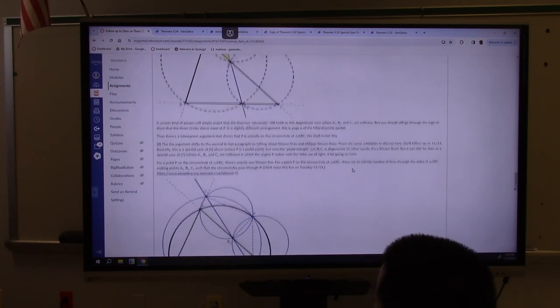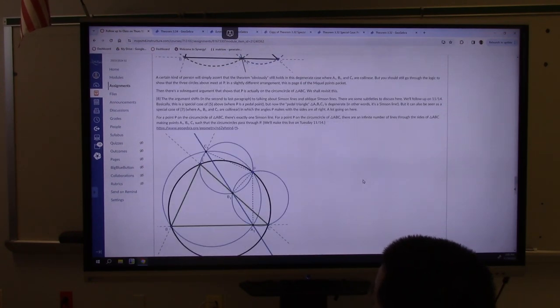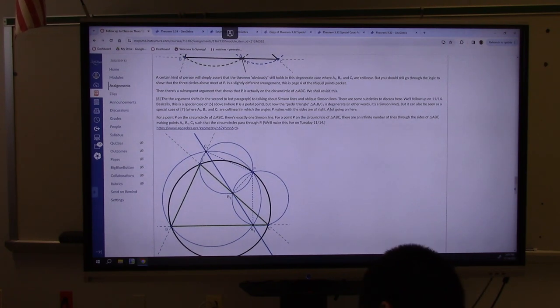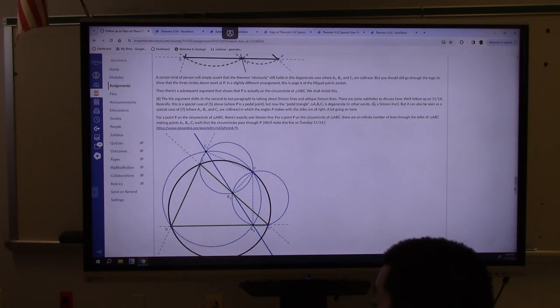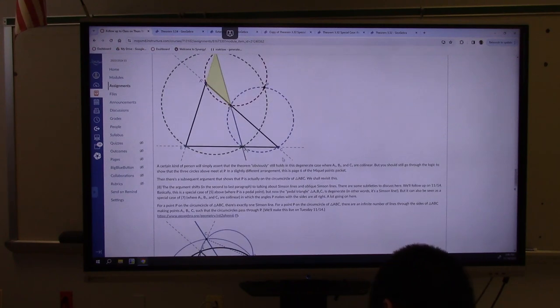All right. So, what did I say next? Okay, so this is a special case of 5, where P happens to be a pedal point. Oh, but now the pedal triangle is degenerate. In other words, it's a Simson line. So if you already feel the Simson lines are just degenerate pedal triangles, then of course, considering the Simson line and how it relates to the Miquel point is just a generalization of that discussion of pedal triangles. But you can also see it as a special case over here.